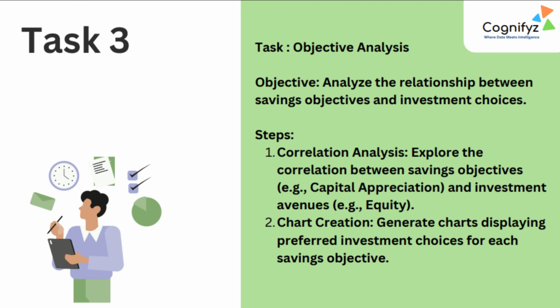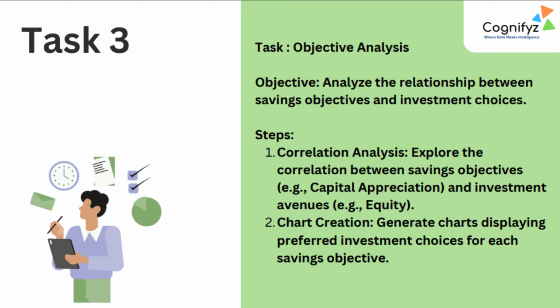The objective of this task is to analyze the relationship between savings objectives and investment choices. The steps include: 1. Correlation analysis, where we're going to explore the correlation between savings objectives, for example capital appreciation, and investment avenues, for example equity. 2. Chart creation. This way we're going to generate charts displaying preferred investment choices for each savings objective.